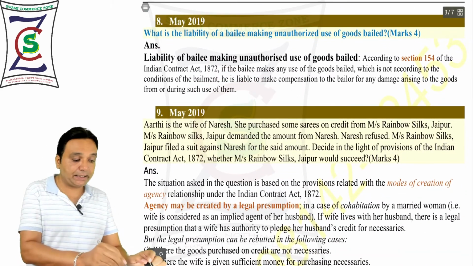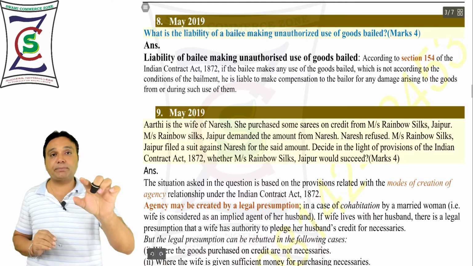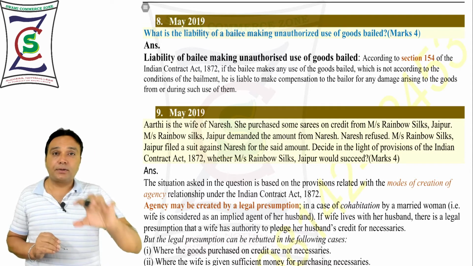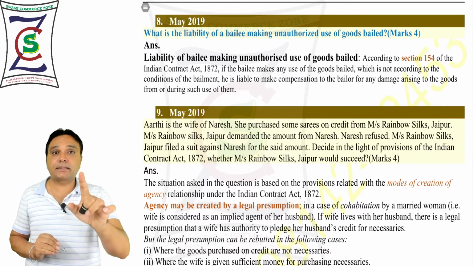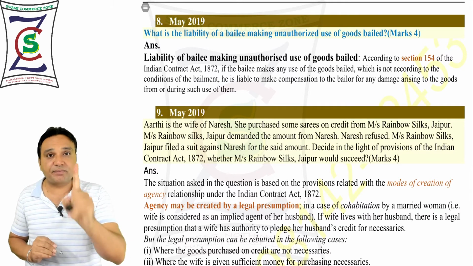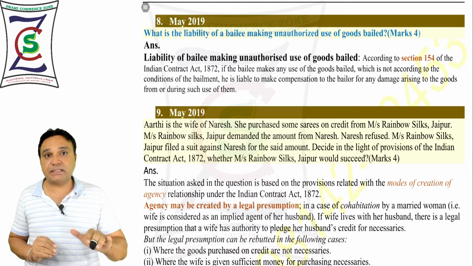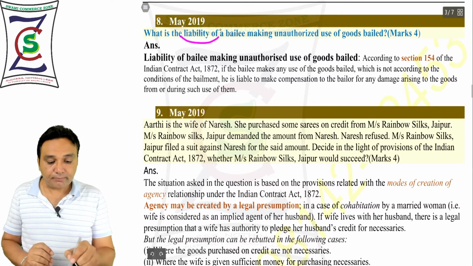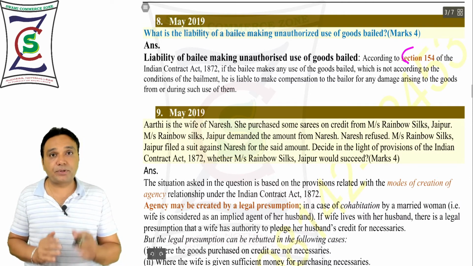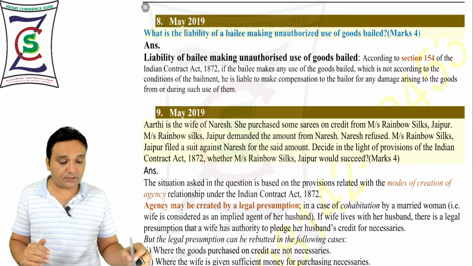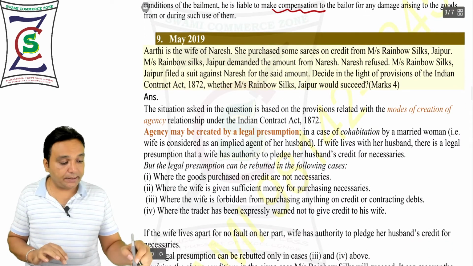Next question, May 2019. What is the liability of bailee making an unauthorized use of goods? See, as a bailee, he is under the obligation, duty, not to make unauthorized use of goods. If you will make unauthorized use of goods, here the bailor has two rights. Under section 153 he can terminate the contract, and under section 154 he can claim damages for the loss. So as I said, the liability is, we're gonna quote section 154. You can claim damages for any loss done to you, or you may call it compensation. May 2019 question.